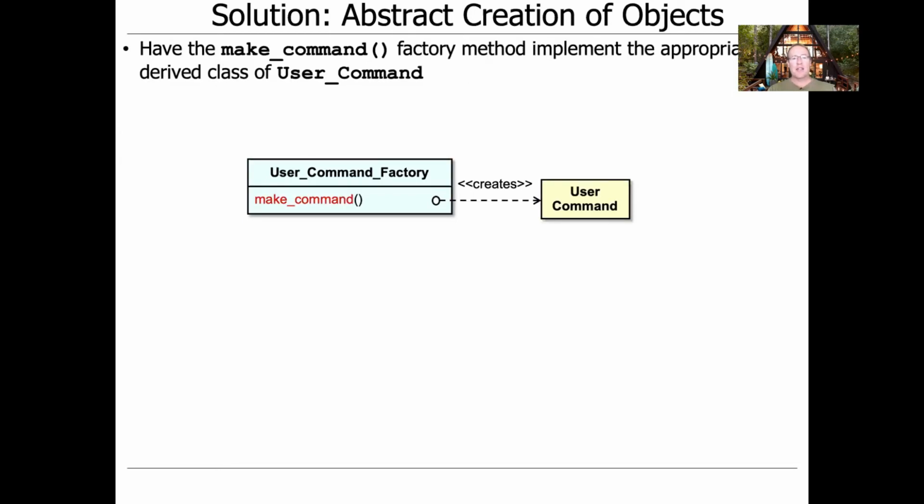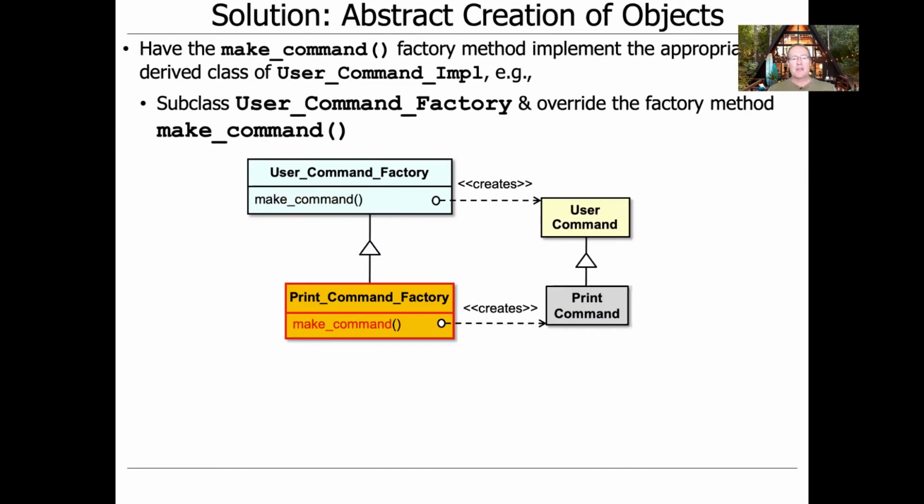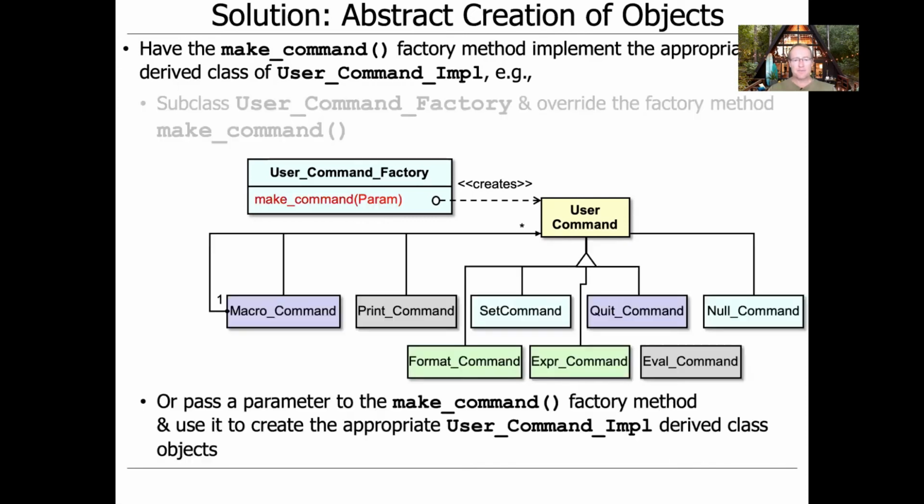One way to do this is to subclass from the user command factory to make a print command factory. And then when you call the make command method on that, it makes a print command, but it actually returns it as a user command as opposed to a print command. So that's one way to do it.